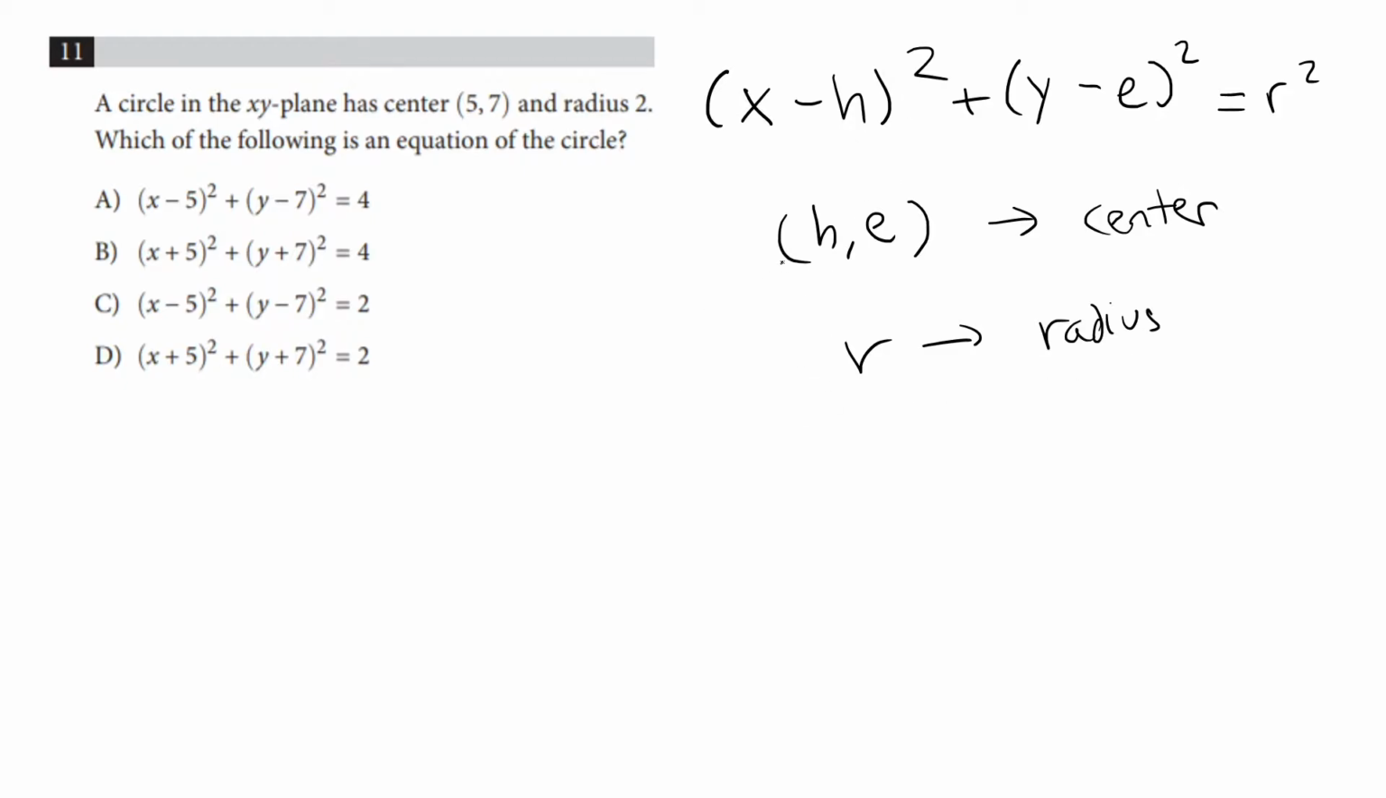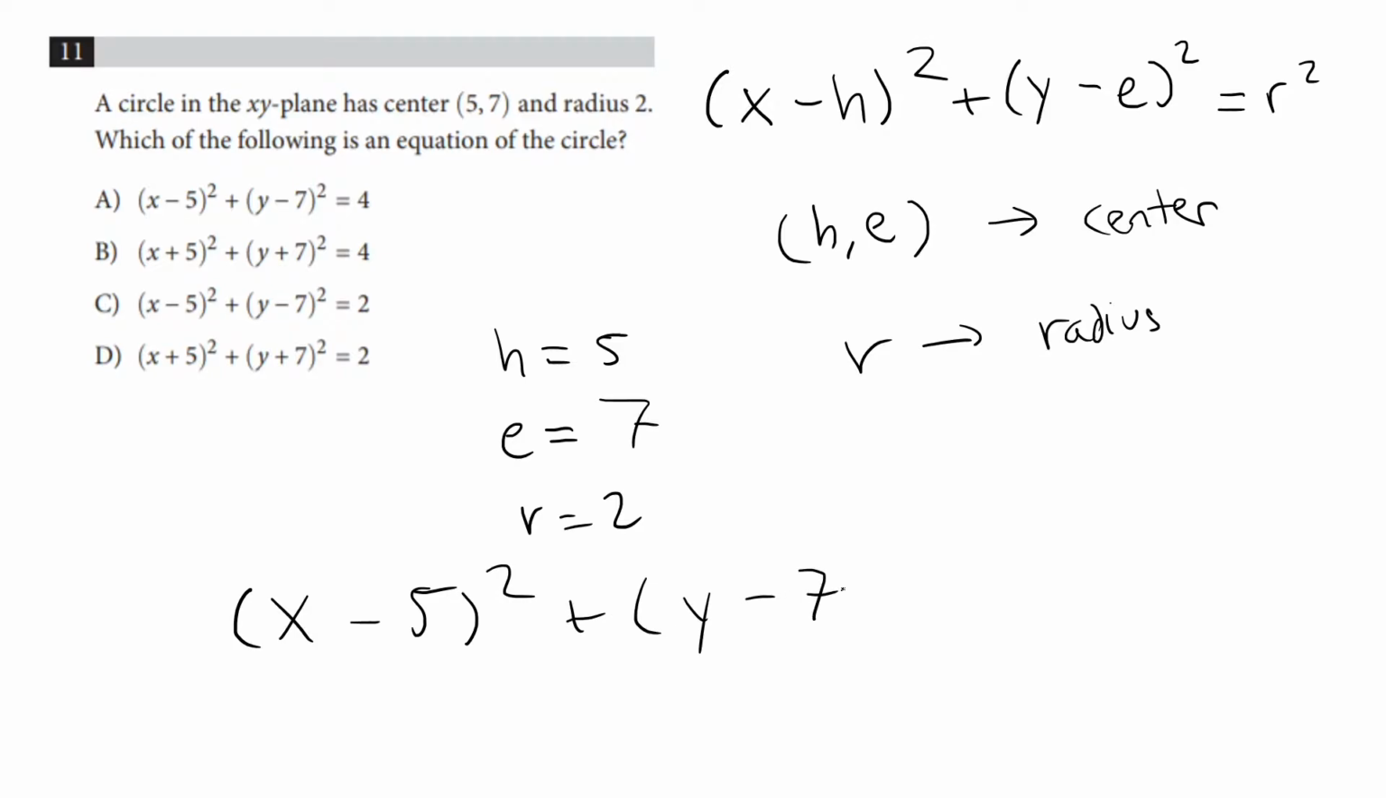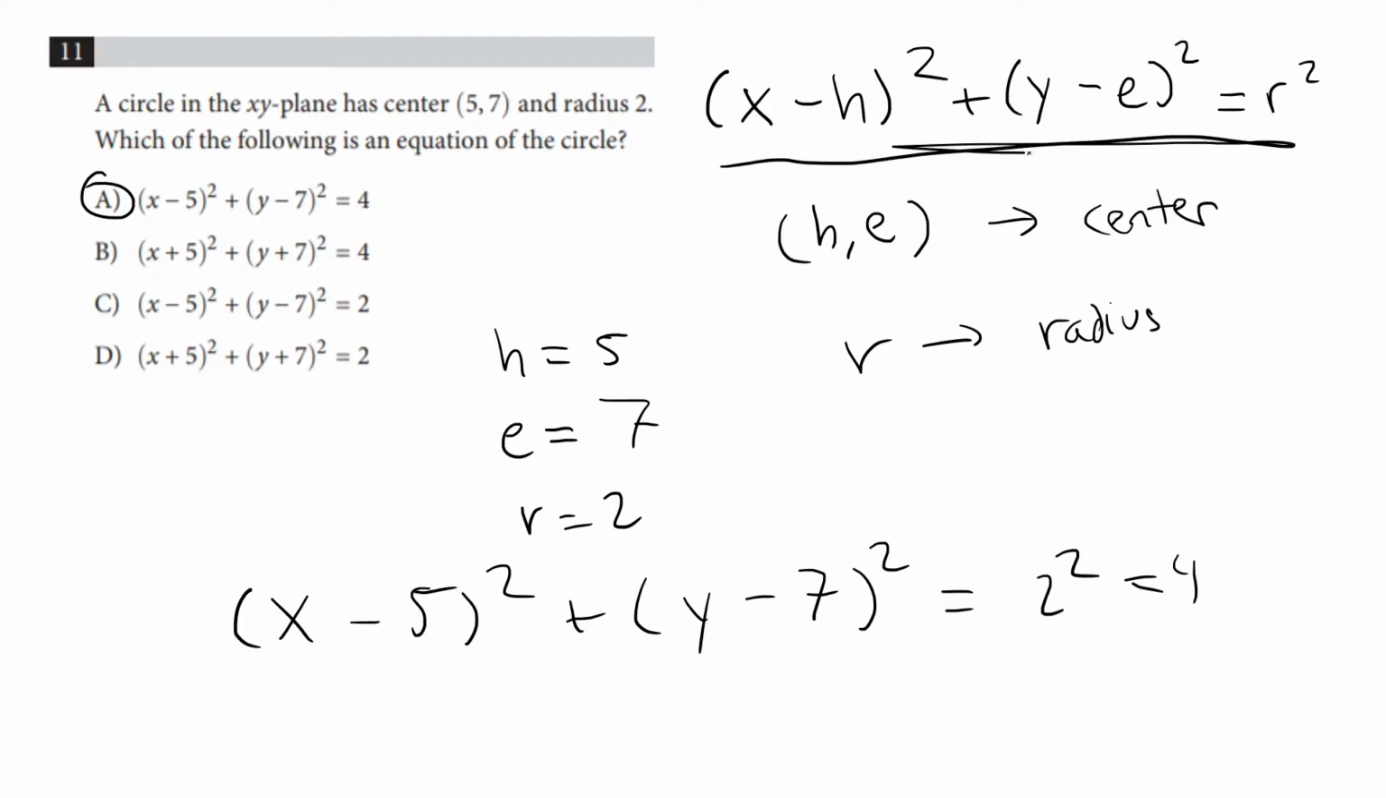The center is (5, 7) in this case. h is equal to 5, k is equal to 7, and r is equal to 2 because the radius is 2. And we end up with (x - 5)² + (y - 7)² = 2² = 4. Which of these matches up? A, the first choice. So remember that even though the center is positive 5, positive 7, it's actually going to be the opposite sign, minus 5 and minus 7, because of this equation here. You got to remember, this is a very important equation.